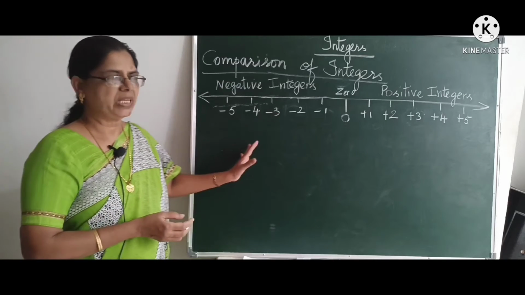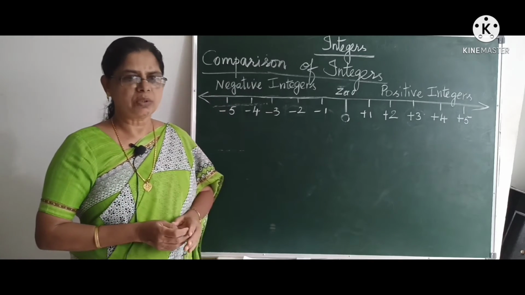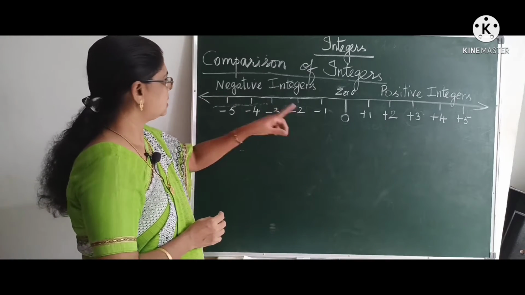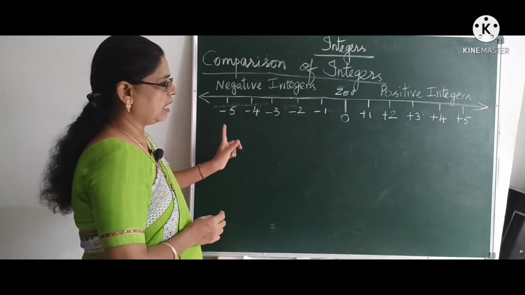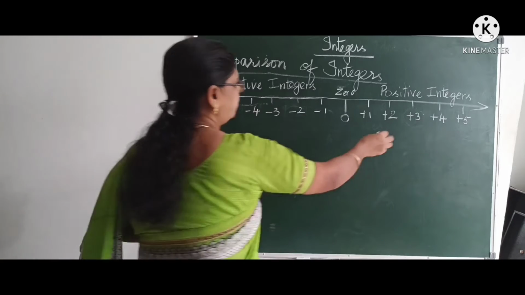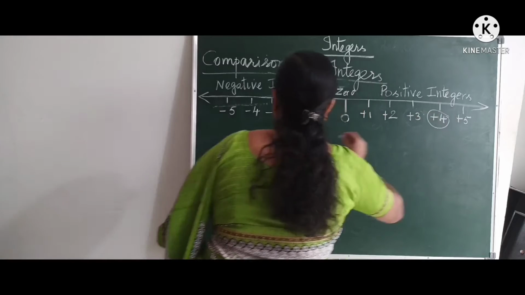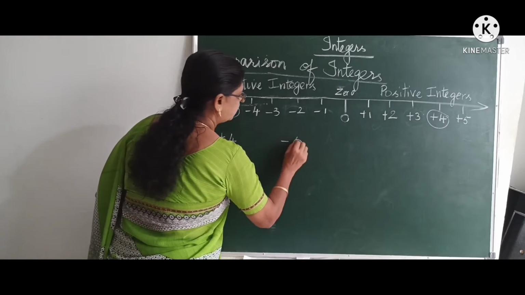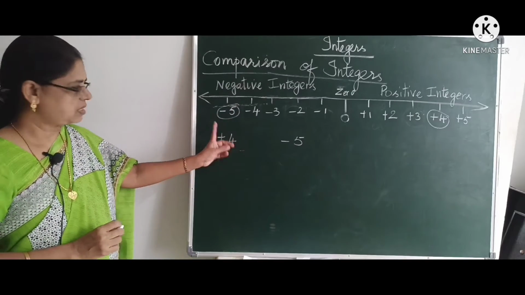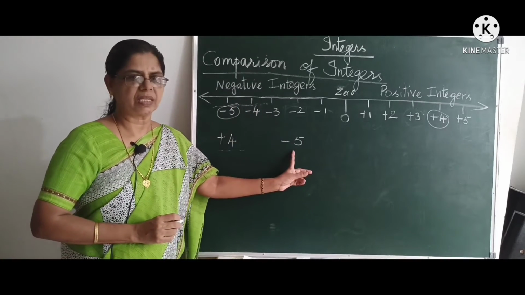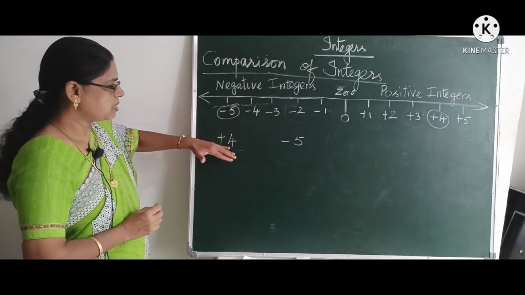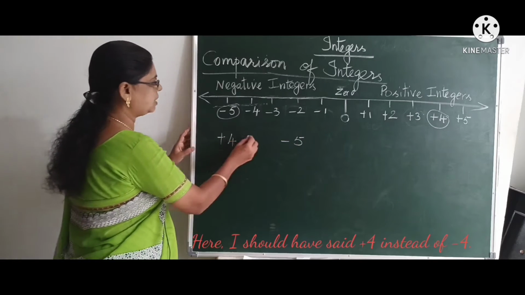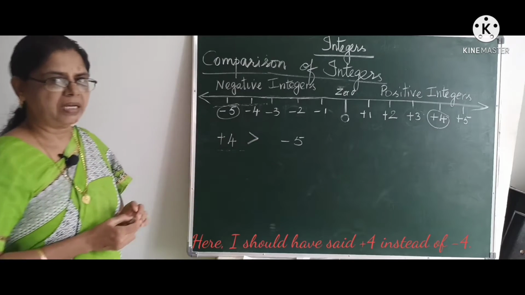When we compare two integers, we have certain rules to follow. The first one is every positive integer is greater than the negative integers. For example, we will take plus 4 and minus 5. Plus 4 is the positive integer and minus 5 is a negative integer. So every positive integer is greater than the negative integer. Therefore, plus 4 is greater than minus 5.